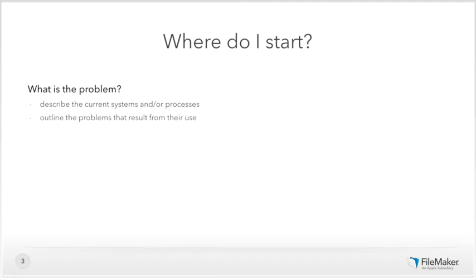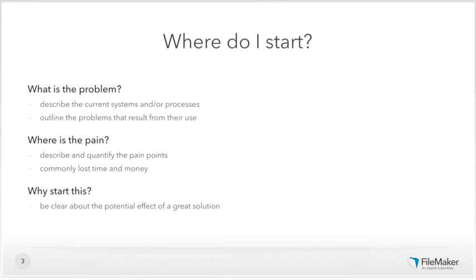So let's start by describing the problem. To do this, we need to describe current systems or processes and think about any problems that result from their use. Where there is pain using these systems, we need to describe and quantify these pain points. We need to do this so that later we can assess how the app has improved our business. Now, overall, we need to be very clear about the changes that we can effect with a great solution in our business. So by understanding where we're at the moment, we can really understand where we need to go.